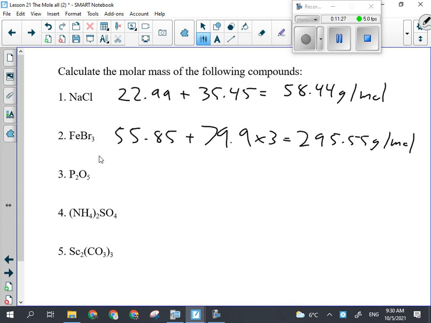Third one. So I've got how many phosphorus here? 2. And where's phosphorus? 30.97. So 30.97 times 2 plus 16 times 5, because there are 5 oxygens there.